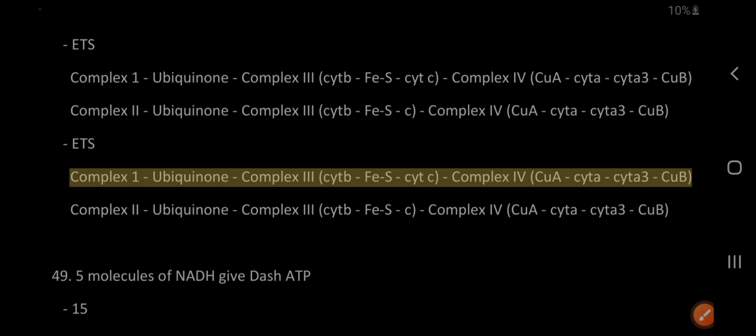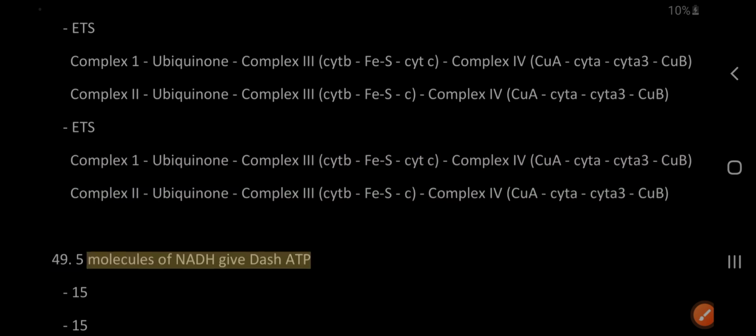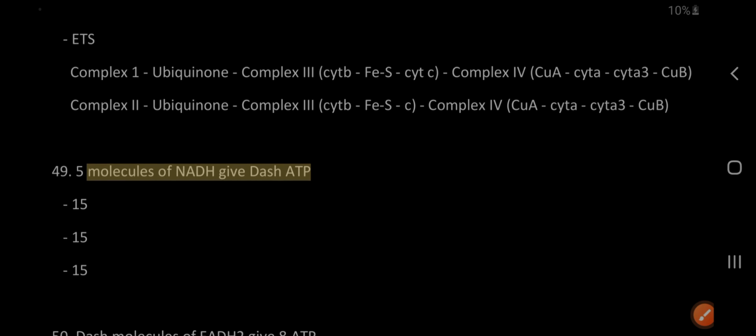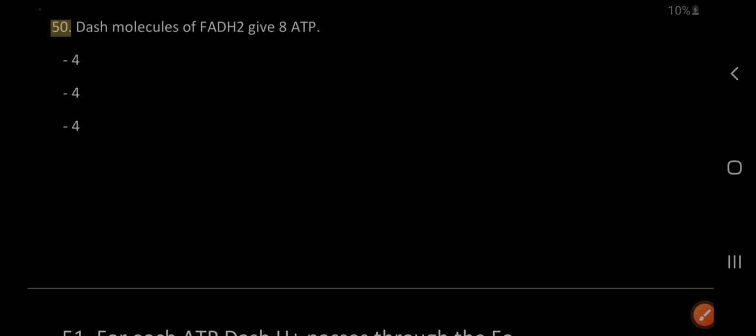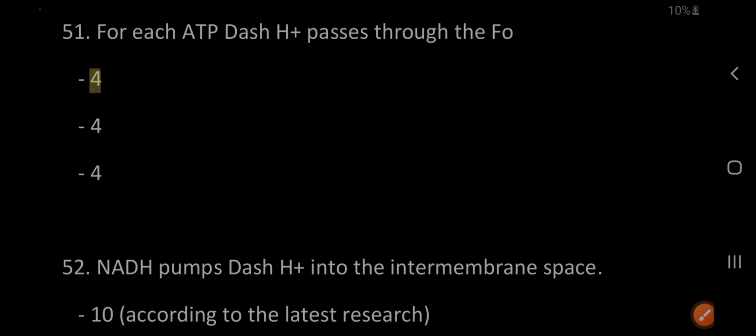49. 5 molecules of NADH give dash ATP. 15. 50. Dash molecules of FADH2 give 8 ATP. 4. 51. For each ATP, dash H+ passes through F0. 4.